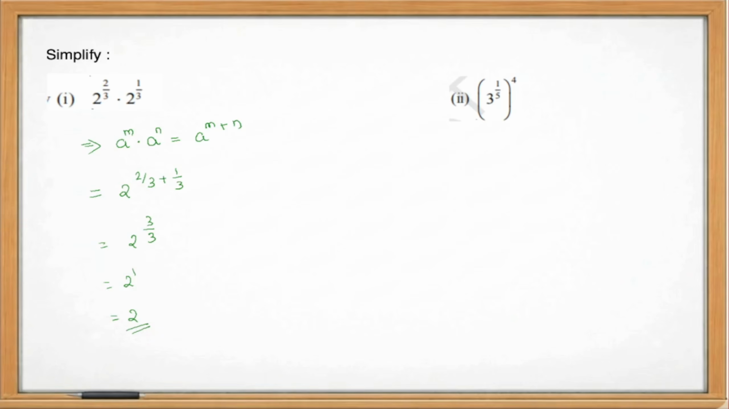Which is equal to 2 raised to 1, and the answer is 2. Second question, 3 raised to 1 by 5 the whole raised to 4, which uses the identity a raised to m the whole raised to n, which is equal to a raised to mn. So we can write it as 3 raised to 1 by 5 into 4, and this is 3 raised to 4 by 5. This is our answer. Hope you understood. Now, let us go to the next page.